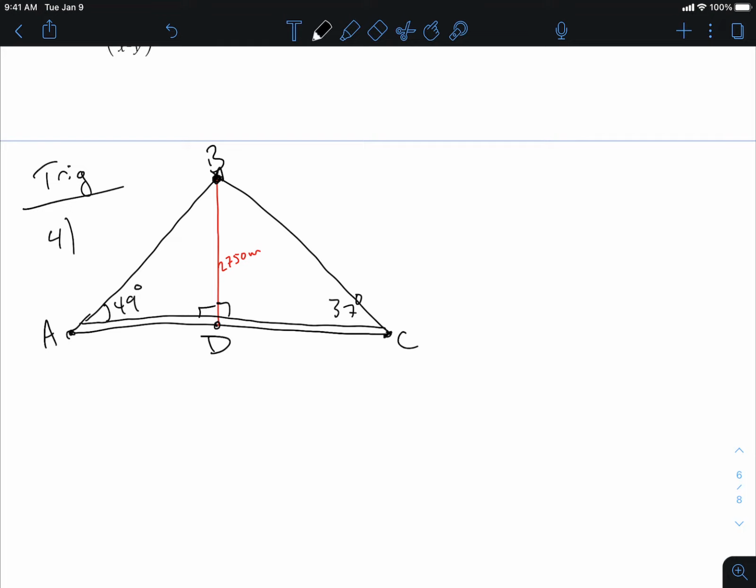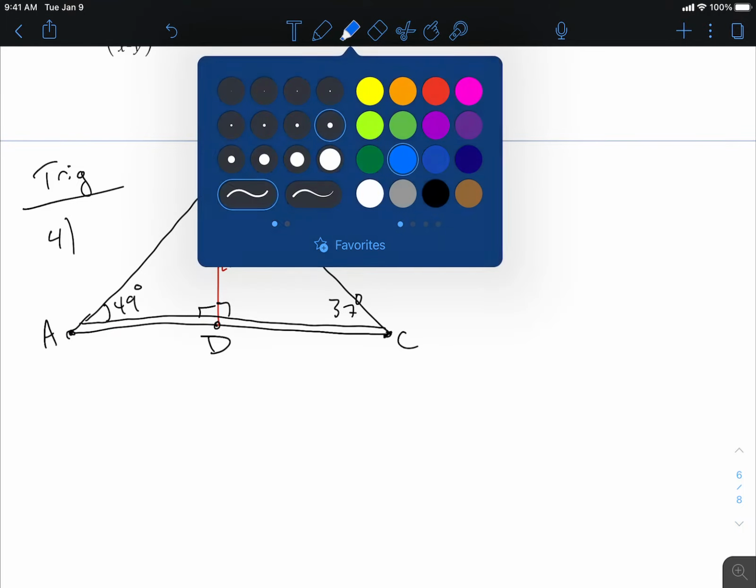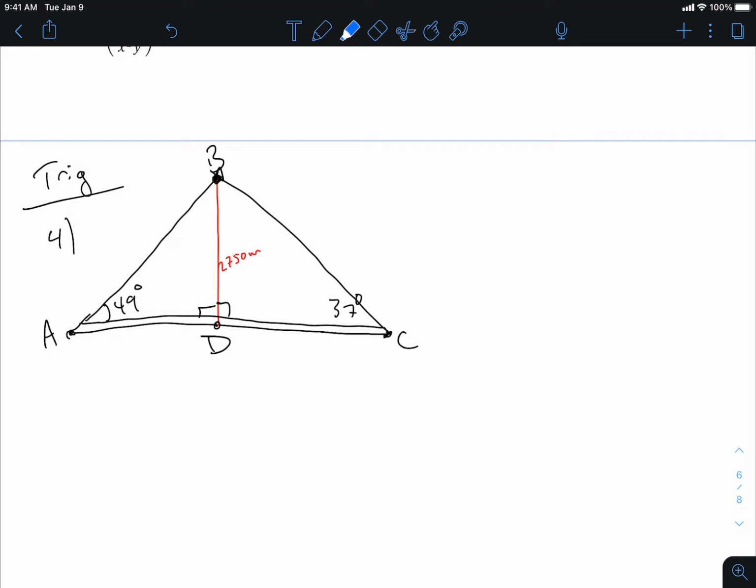So remember, the question's asking us for what? How long is the tunnel? How long is the tunnel from here to here? That's what it's asking us. I can't do that in one step, but what I can do is find two numbers: I can find one here, and I can find one here. If I add them together, then I get the total length.